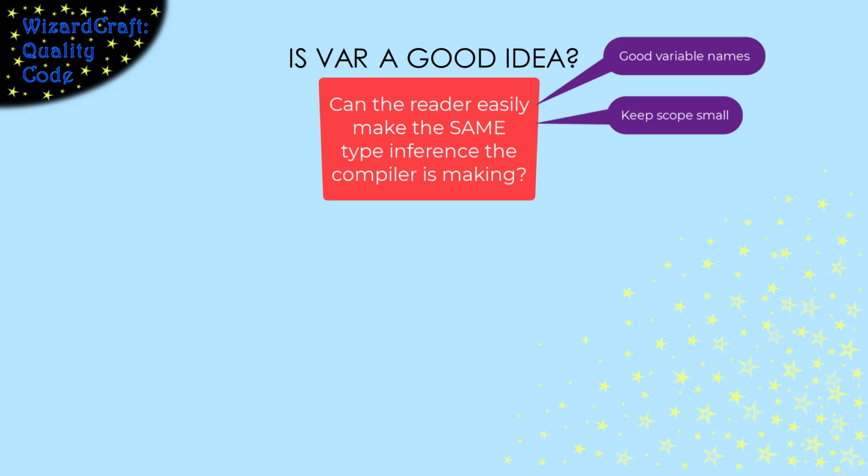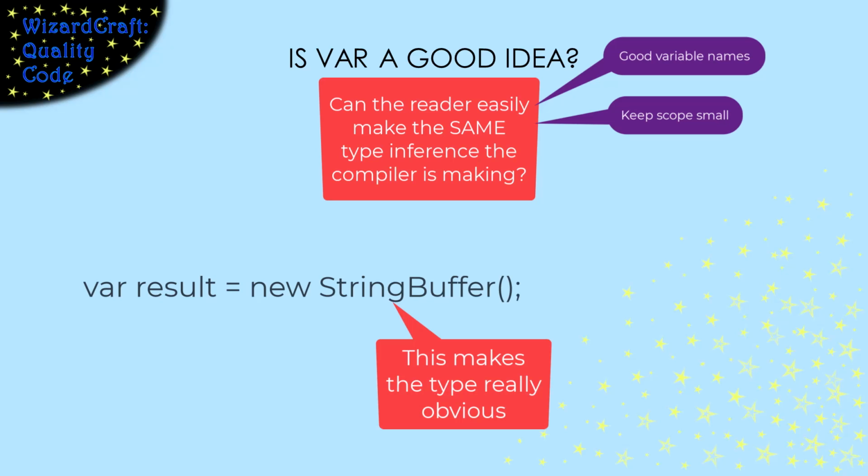We can also help the reader infer the type if we keep the scope of the variable as small as possible. That means that the reader doesn't have to look far to see all of the uses of the variable, so finding clues to its type isn't hard. The most obvious way for a user to infer the type is if the type is in the initializer.